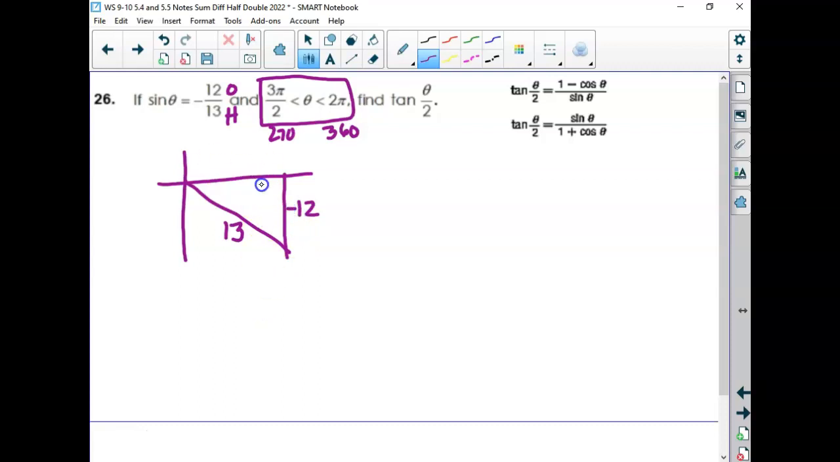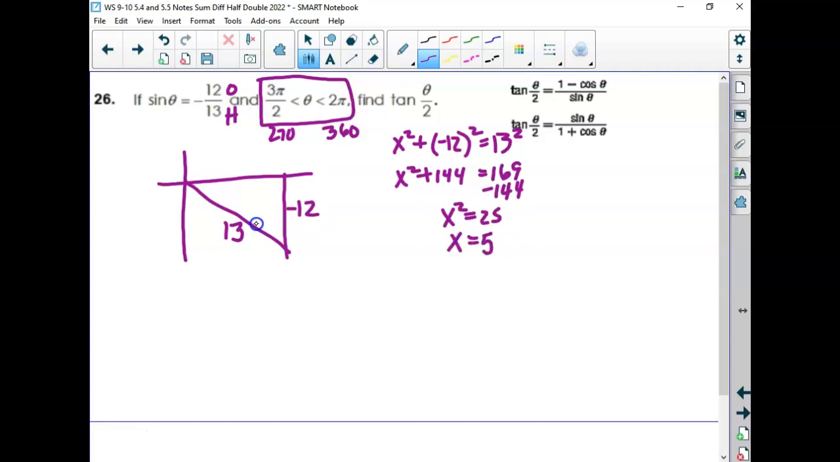Anybody know their special right triangles? X squared plus negative 12 squared equals 13 squared. This is 144 and 169. When I subtract, I get 25. I know I'm going fast, but you could do this quickly on your calculator, right? So 5 or negative 5? 5 because it's going to the right. Everybody okay? All right. Now that we've drawn this, we're supposed to find the tangent of 2 theta.